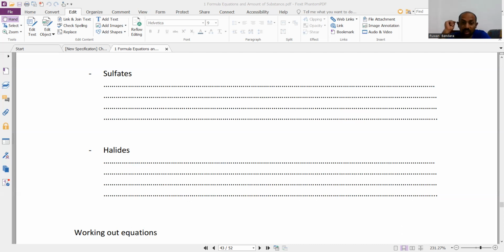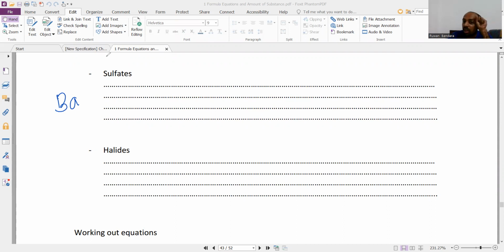Add barium chloride. Then barium sulfate forms. Not barium chloride alone, but barium chloride and HCl. So you have to add barium chloride and HCl. Not just barium, barium chloride. These are the points that you lose the marks.